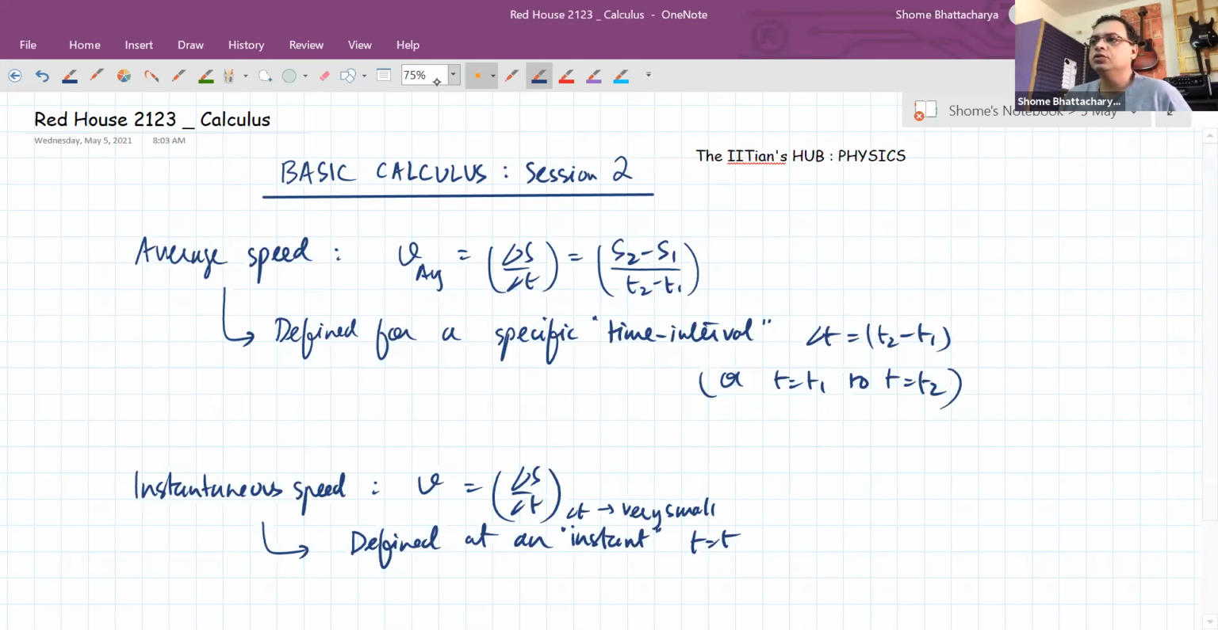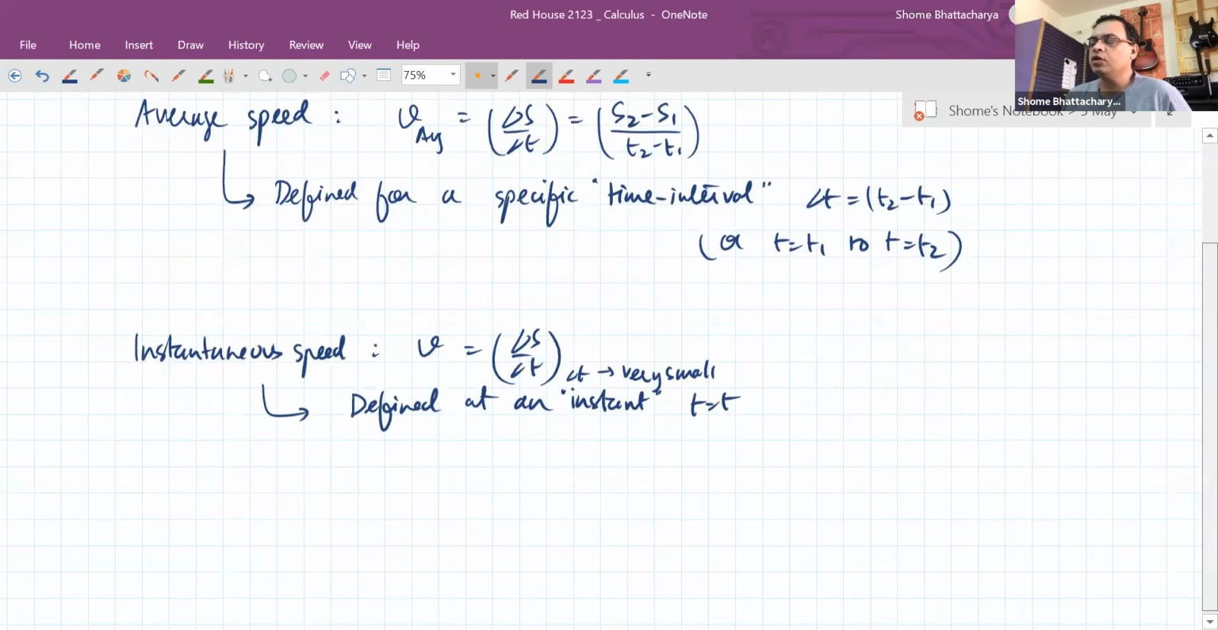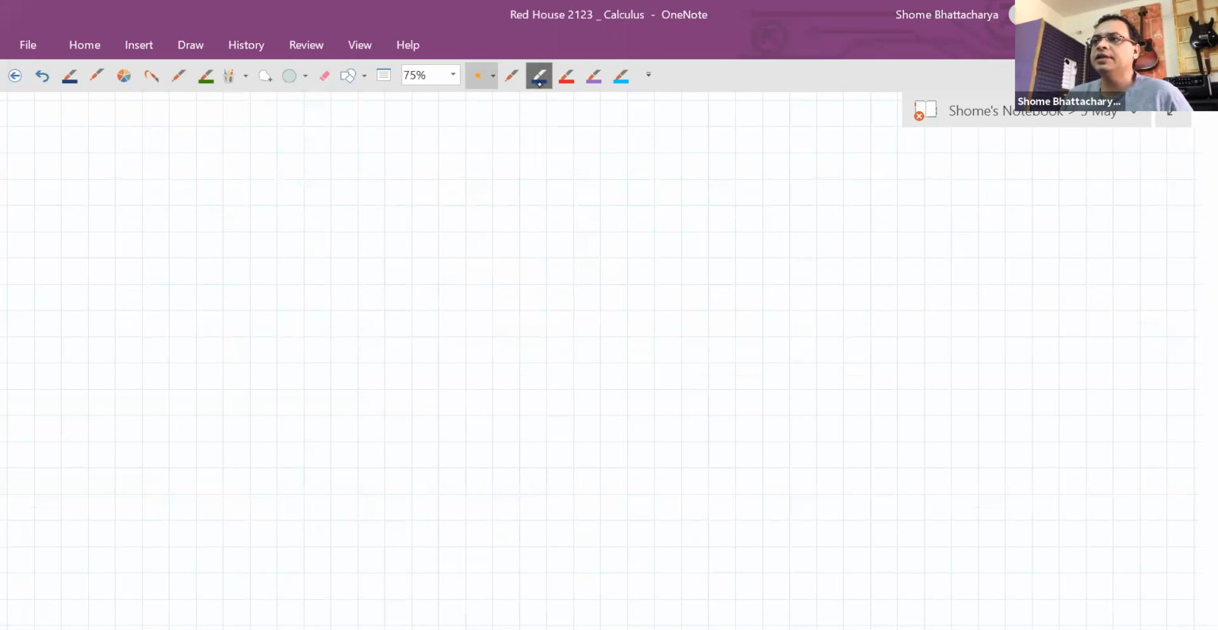Okay. But before we establish that, we will talk a little bit more in the language of mathematics. So we will talk about the language of functions and rate of change in context of that.